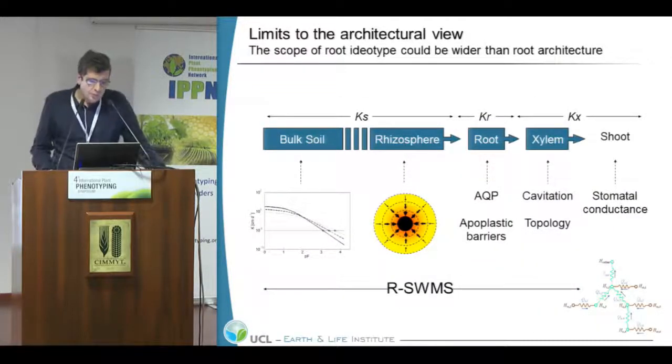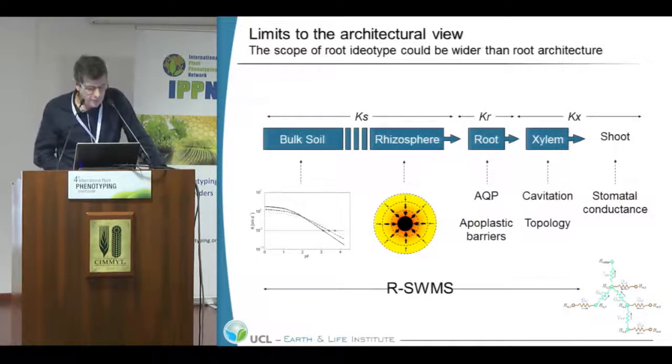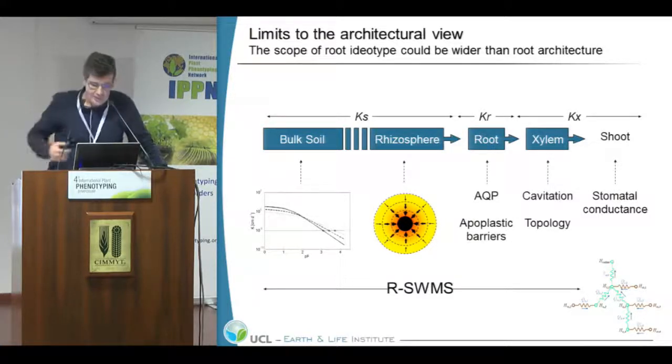So now I come to a second idea of the limits to the architectural view, which is that there are more opportunities for breeding than only the architecture. If you move from the left to the right of the slide, we basically follow the path of water from the bulk soil through the rhizosphere, entering the roots, moving long distance through the xylem and ending up in the shoot. I'm sorry if I stop my talk at the shoot, but someone else is taking over, of course.